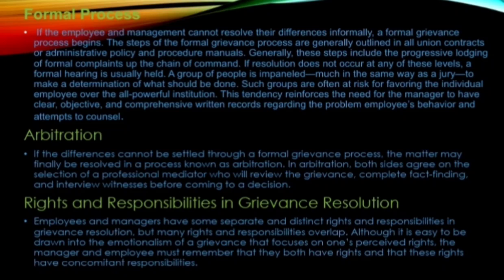Arbitration. If the differences cannot be settled through the formal grievance process, the matter may finally be resolved in a process known as arbitration. In arbitration, both sides agree on the selection of a professional mediator who will review the grievance, complete fact-finding, and interview witnesses before coming to a decision. So an example of arbitration is when two people who are divorcing cannot agree on terms and allow a third party to come in to help them negotiate.